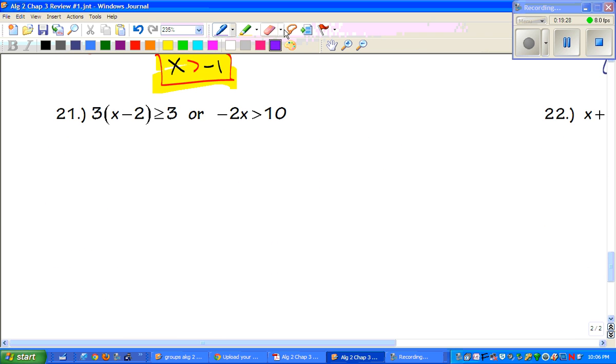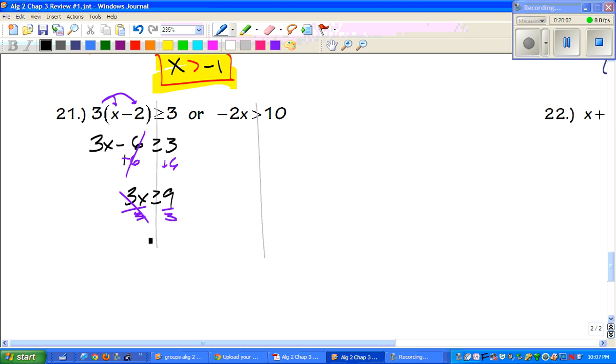All right, only a few more. We have two separate inequalities here. Okay, so we're going to treat each one of these individually. First thing is to distribute. Make sure to multiply to both sides like I forgot to do on the last example. Let's add 6 to both sides. We get 3x is greater than or equal to 9. Divide both sides by 3. We get x is greater than or equal to 3.